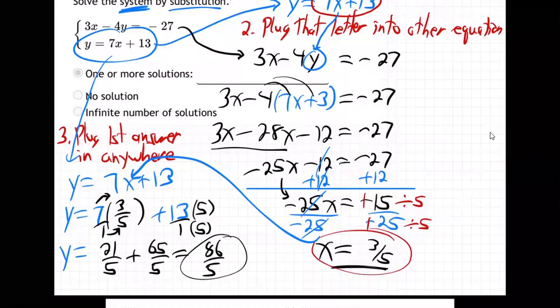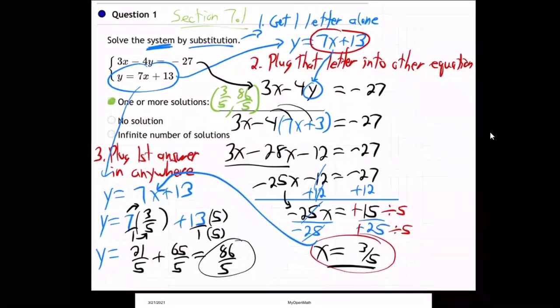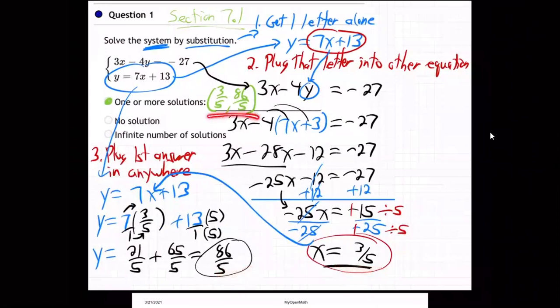So how do you give the actual answer? Well, they want you to give it with parentheses. So we'll click this box, 1 or more solutions, and we'll put a parenthesis. X is 3/5, comma, y is 86/5. So parentheses around the x and the y. That's how we give an answer to a whole system, to 2 equations with 2 letters, is you put them in parentheses, you put a comma between them. So it's x is 3/5, y is 86/5, x comma y, just like that. And so there we go.